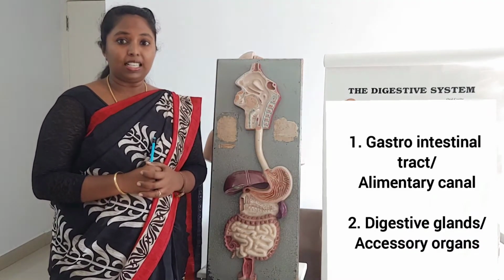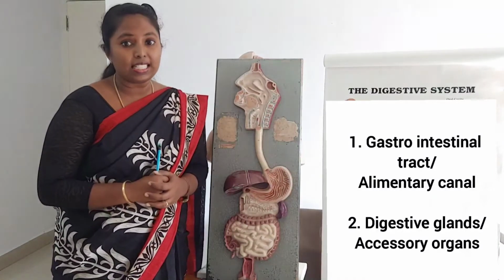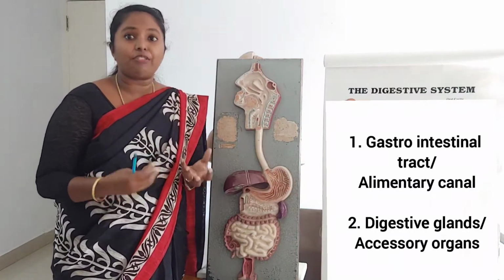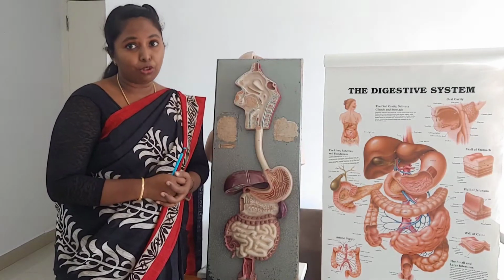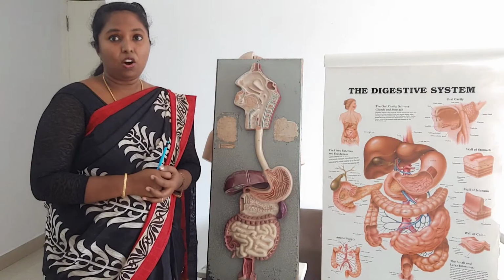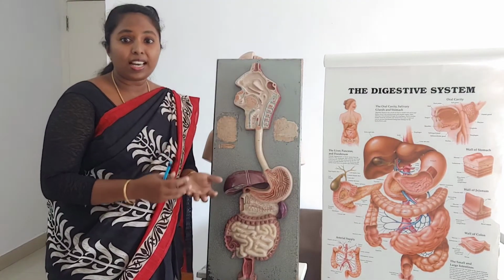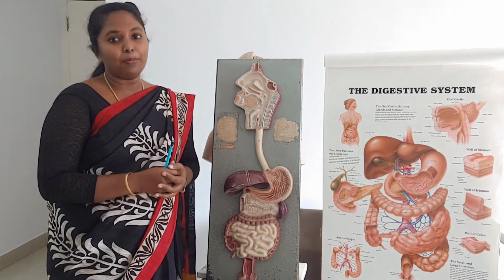The second part is digestive glands or accessory organs. These digestive glands help in the secretion of enzymes helpful for the digestion of foods. The GI tract, or gastrointestinal tract, is a route through which nutrients, substances, minerals and fluids enter the body.